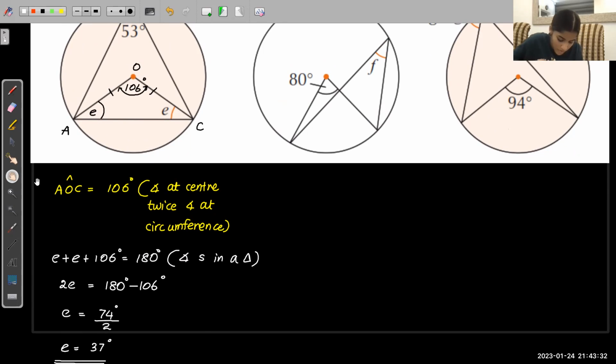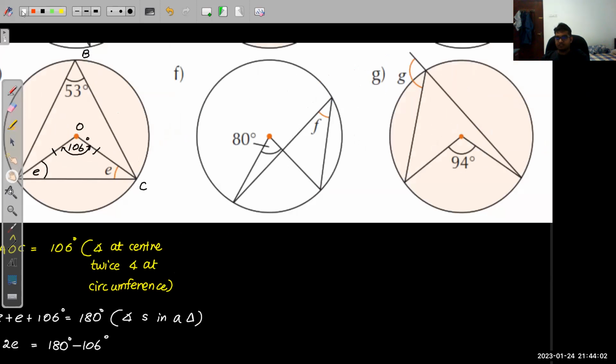Okay, so now I have to find 106. So E plus E, then I have to find 2E because there are two E's. So that equals 180 take away 106, which is 74, and 74 divided by 2 is 37. Okay, I have it. Okay, good.